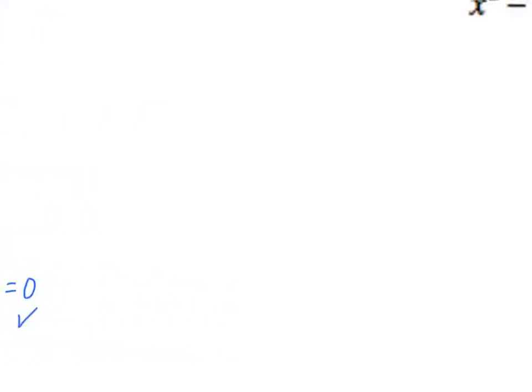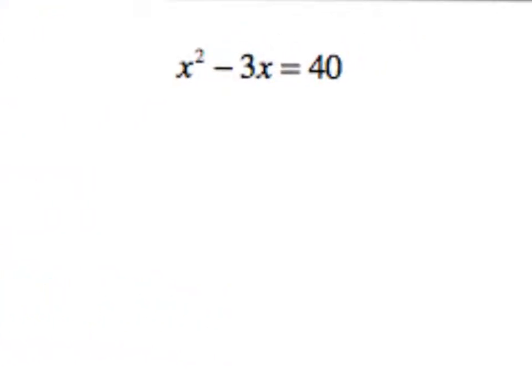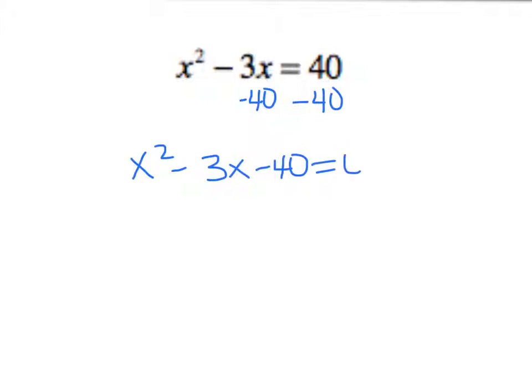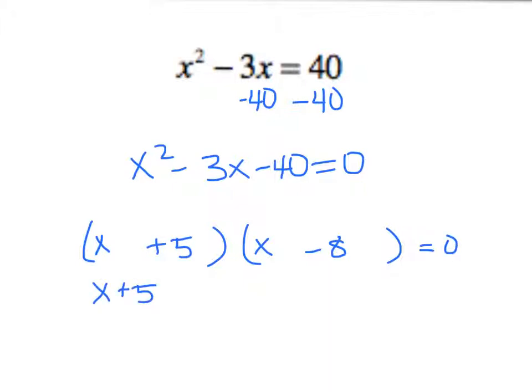Let's try another one. This one's a little bit different because it's not equal to 0, but we can fix that. Go ahead and subtract 40 from both sides. Okay, so now let's go ahead and factor this. 8 and 5 will work, so minus 8 and plus 5. Once again, you set each factor equal to 0, and you solve from there.